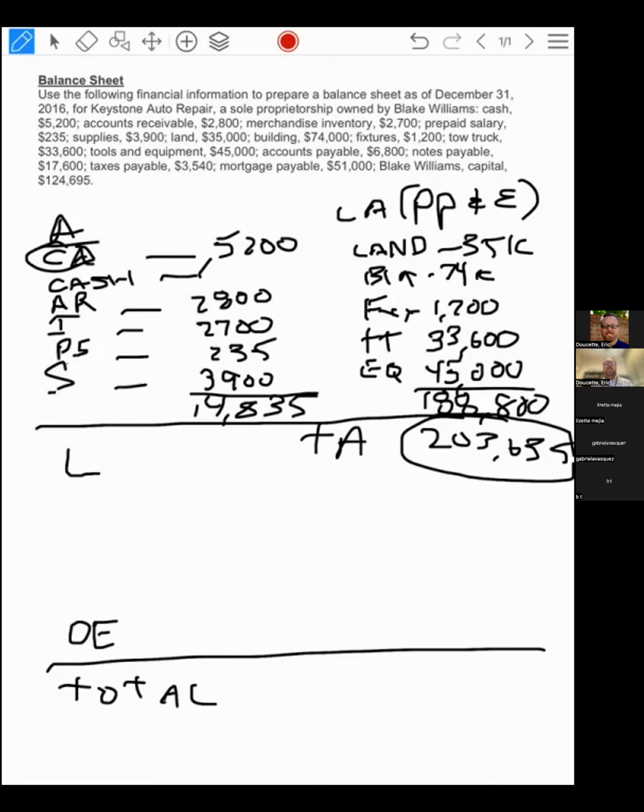And then my liabilities, if I continue on, I have accounts payable. That means money I owe. So this is going to be current liabilities. And I have accounts payable. I owe 6,800.